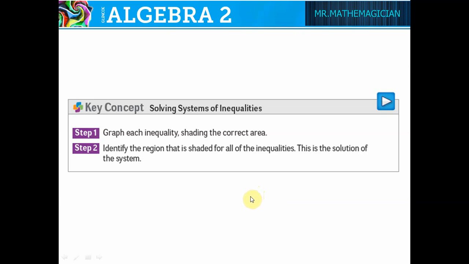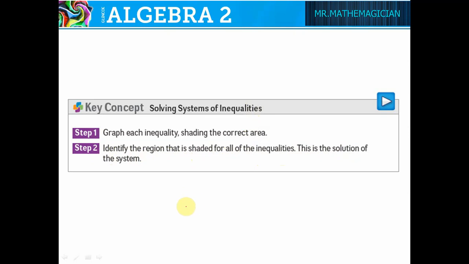This is Mr. Mahmoud explaining Algebra 2, Chapter 1, Lesson number 7, Solving Systems of Inequalities by Graphing. So, step number 1, graph each inequality, shading the correct area. Step number 2, identify the region that is shaded for all of the inequalities. This is the solution of the system.